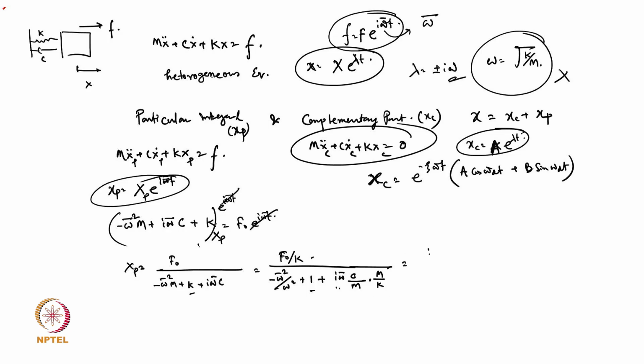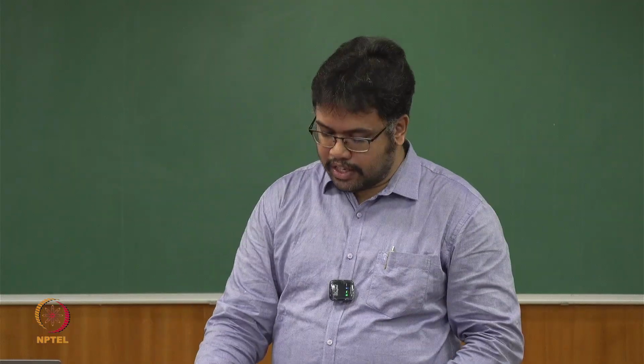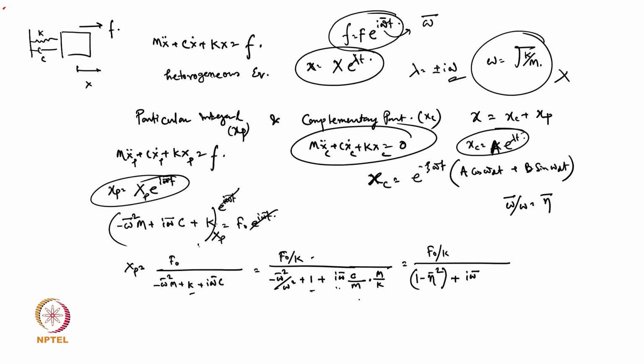So now how can I write it? f0 by k over 1 minus eta bar square. I am just saying omega bar by omega equals eta bar. That is the excitation frequency ratio, the ratio of the excitation frequency to your natural frequency. Plus i omega bar c by m. Now c critical equals 2 omega m, and c by cc will be equal to xi. So c equals 2 xi omega m, and k by m equals omega square, with m by k equal to 1 by omega square.